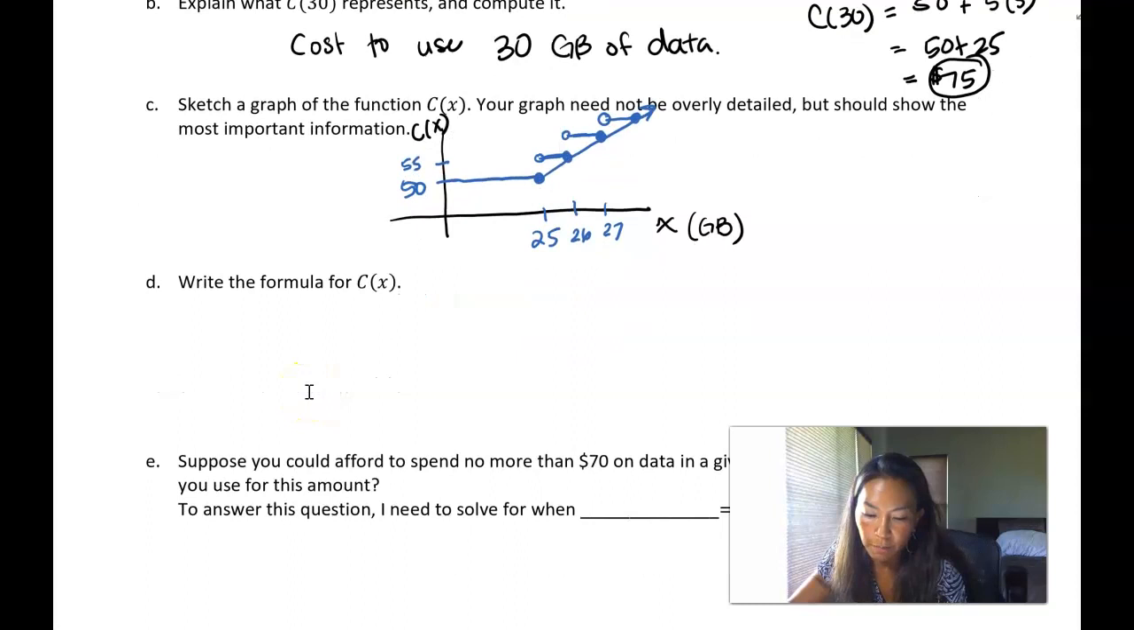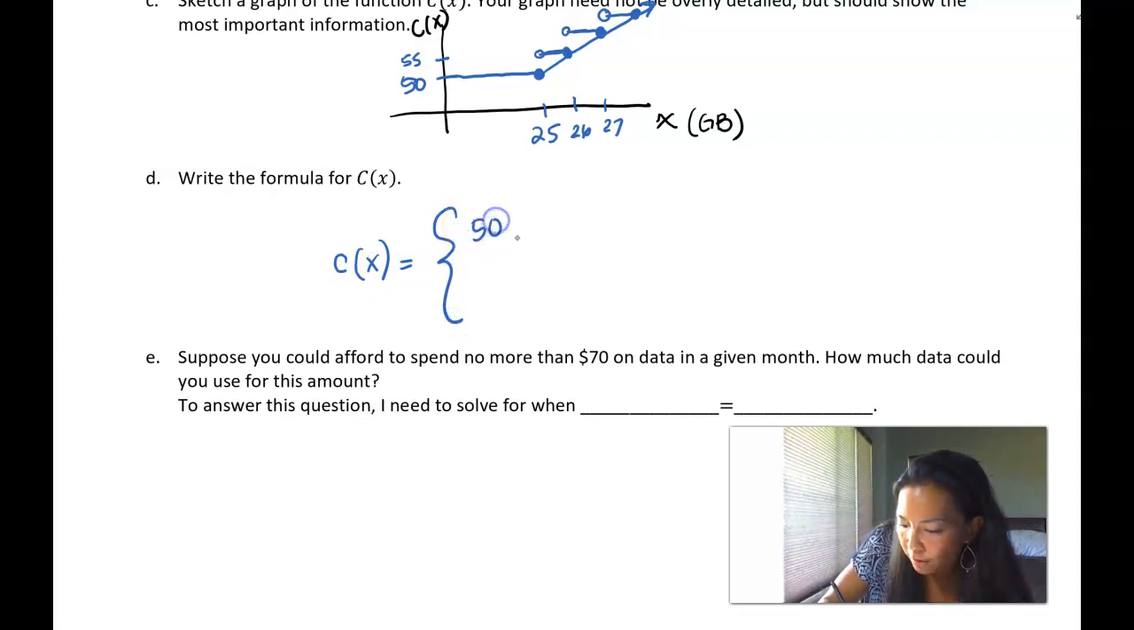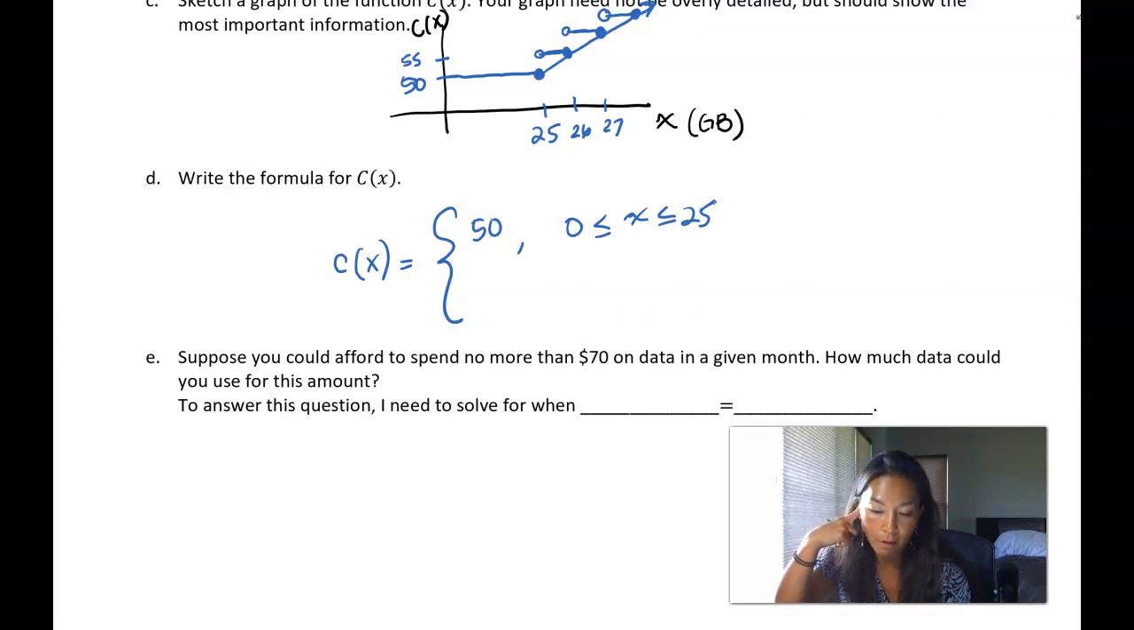So then we write the formula for C of X. It's a little bit tricky. So if you guys can do it, go for it. It's going to say 50 from the values 0 to 25. And it can be 0, you can be 25. You don't have to use your phone at all. You can max it out at 25 gigabytes. But if you go over, you have to pay a certain amount of data. And you can use the integer function, which some of you might know, but we're just going to write this as a linear function.